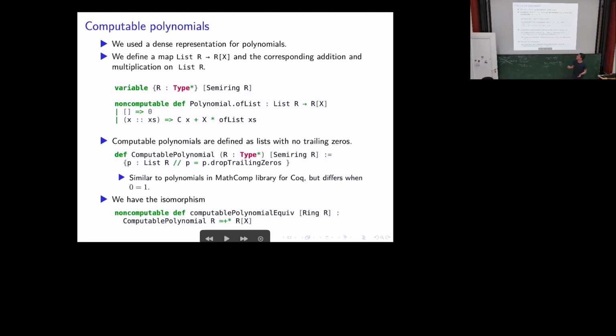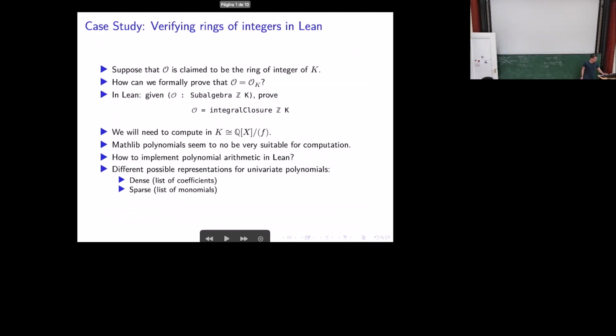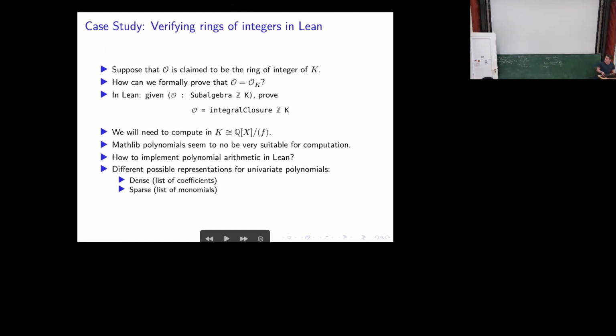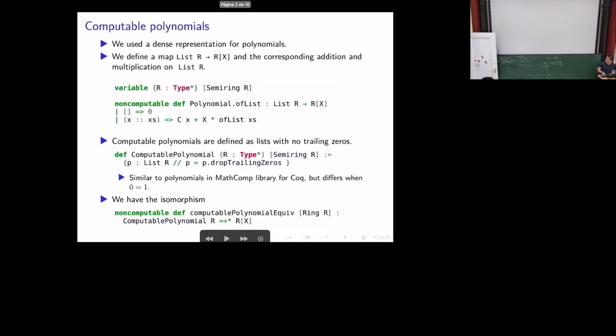And so we have a map, where R is a semi-ring, that goes from lists in R to the mathlib polynomials, which basically maps the list to the polynomial with those coefficients, where the last entry is mapped to the leading term.